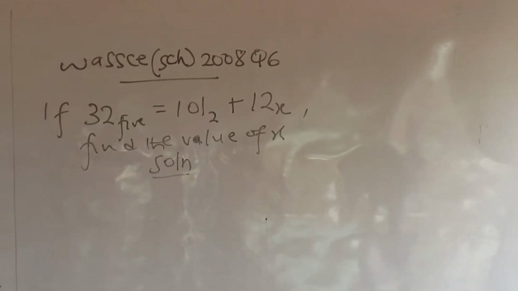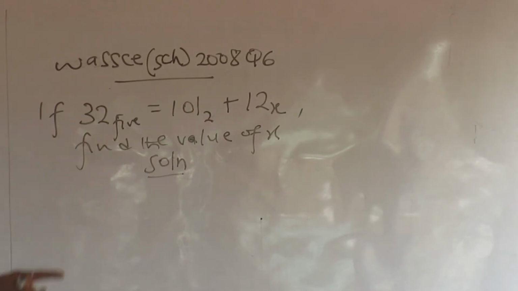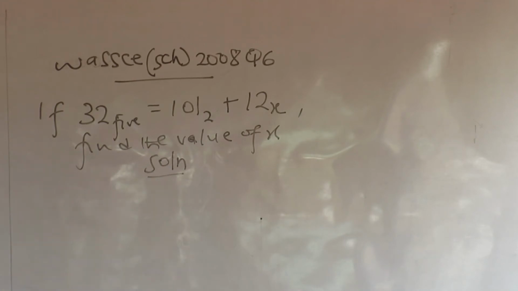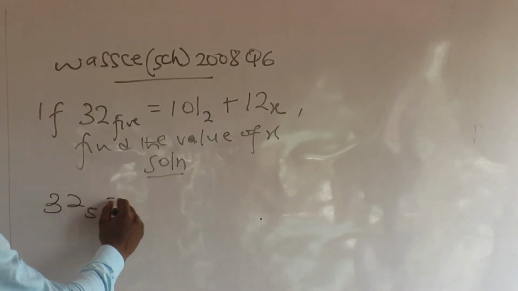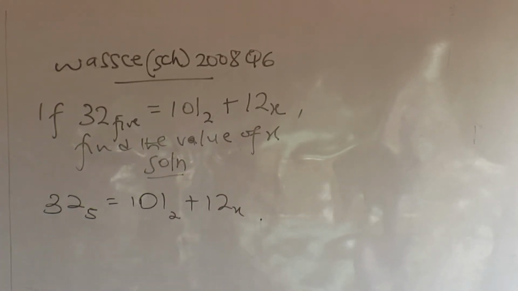So let's look at the next question. That's a sample question, right? 2008 question 6. I have 32 base 5 equals 101 base 2 plus 12 base x. It means that is not qualified, right? I have to change everything I say to base what? 10 before I can make the comparison, right? So I have 32 base 5, 101 base 2, plus 12 base x. Good, right?